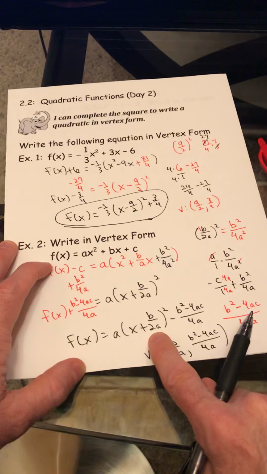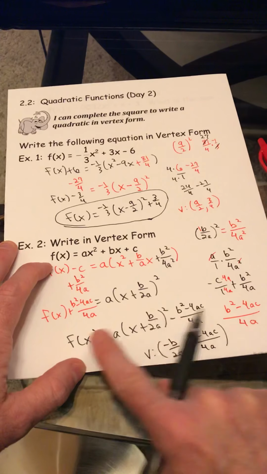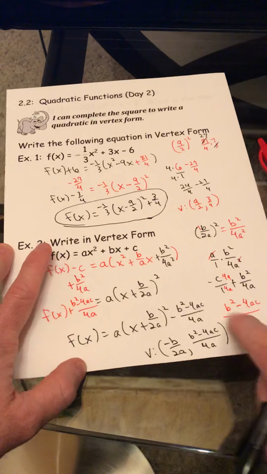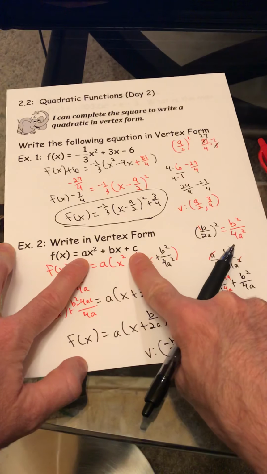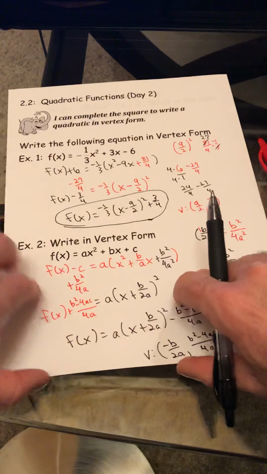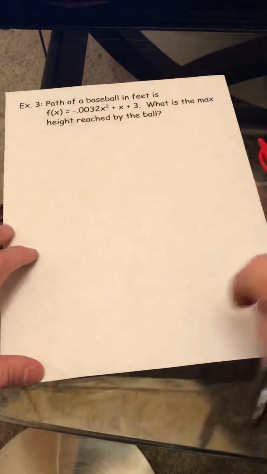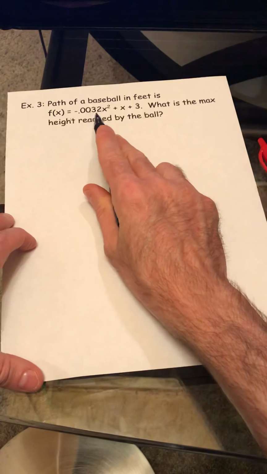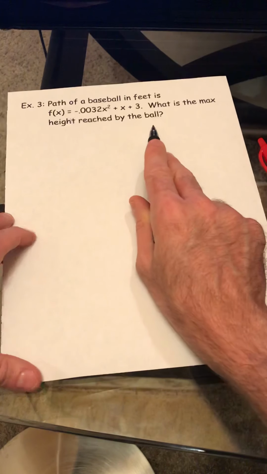You do have the 4a here, because if you were to actually end up solving this, you would take the square root over on the other side. But basically, the quadratic formula comes from completing the square of vertex form without any coefficients. So, one final example. The path of a baseball in feet is f of x equals negative 0.0032 x squared plus x plus 3. What is the maximum height reached by the ball?